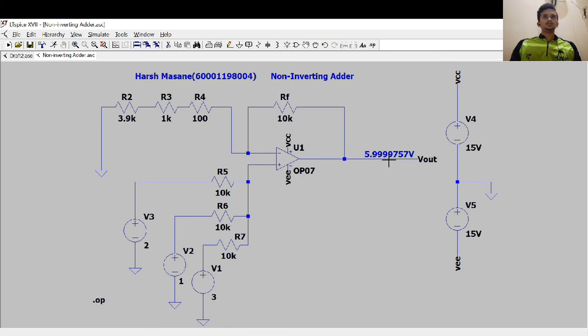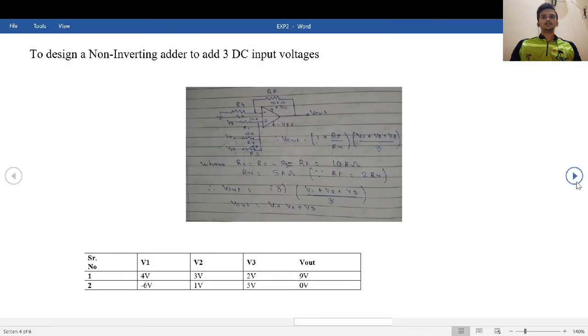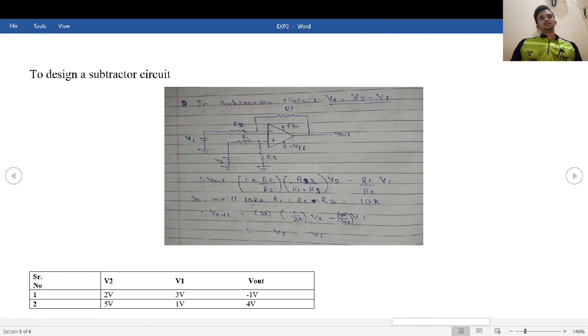Okay. So our next part is to design a subtractor circuit. So in the subtractor circuit, the V1 voltage will be given to the inverting terminal and the V2 supply will be given to the non-inverting terminal. So the output will be VO is equal to V2 minus V1. So the output expression of this circuit will be (1 plus Rf by R2) into (R3 by R3 plus R1) into V2, minus Rf by R2 into V1.